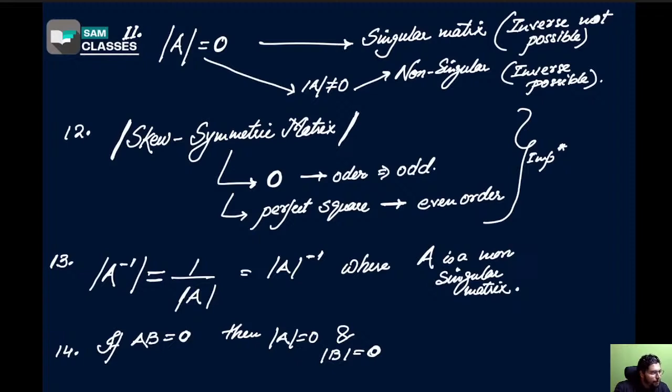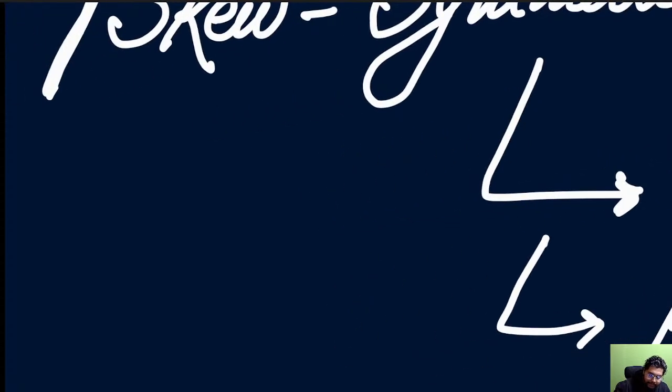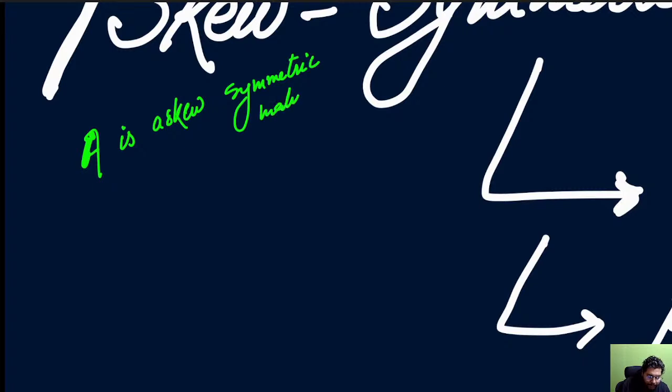Here, what we have to do is take a skew-symmetric matrix. Let's say I take A, which is a skew-symmetric matrix. Now I can predict what the det of A will be by knowing what? If I know the order of matrix A.